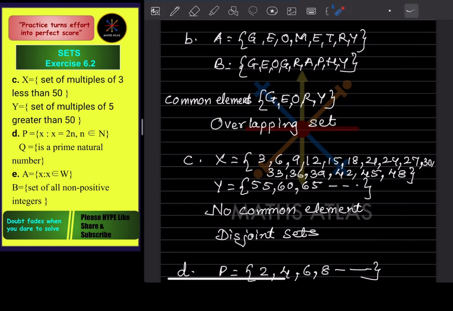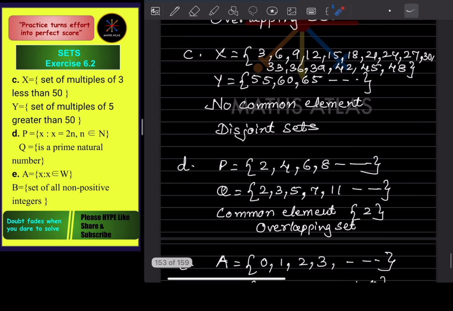Let's see the C part, set of multiples of 3 less than 50. Less than 50 means we have to take the table of 3. We can see 48 is the last number, because after that it is going to be 51. And Y is equal to set of multiples of 5 greater than 50, that means 55, 60, 65, and so on. It goes on. Both of them have no common element, so they are disjoint sets.